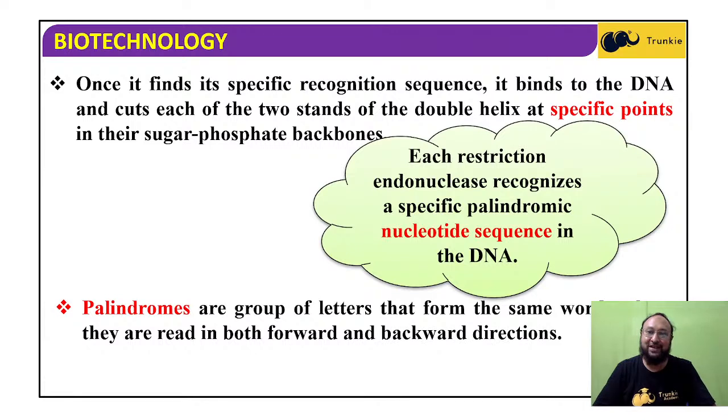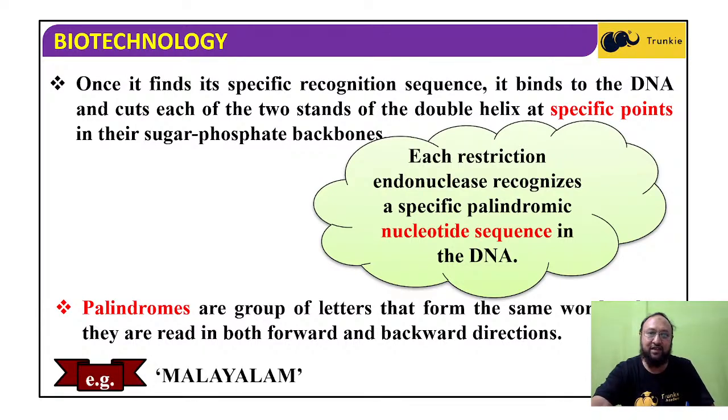Each restriction endonuclease recognizes a specific palindromic nucleotide sequence in the DNA. What is palindromic? Palindromes are groups of letters that form the same word when read in both forward and backward directions. In base pairing, we get sequences like GCA and ATA or ATGC. But if we arrange them by permutation and combination, a word may be formed that reads the same from the first or the last.